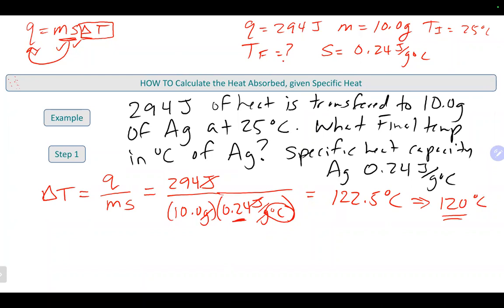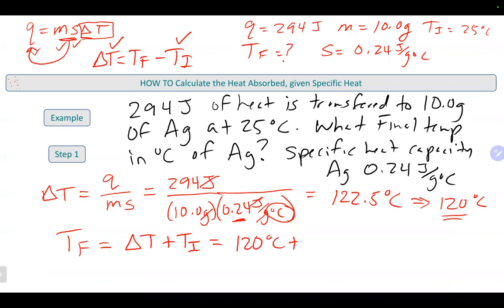That once again is not the final temperature, but that is actually the change in temperature. And that's why we need to understand that the change in temperature is the final temperature minus the initial temperature. So using that equation, we just figured the change in temperature and we had the initial, so we could rearrange it, and the final temperature here would actually be the change in temperature plus the initial temperature. That would give us 120 plus 25, about 145 degrees Celsius would be our final temperature here.